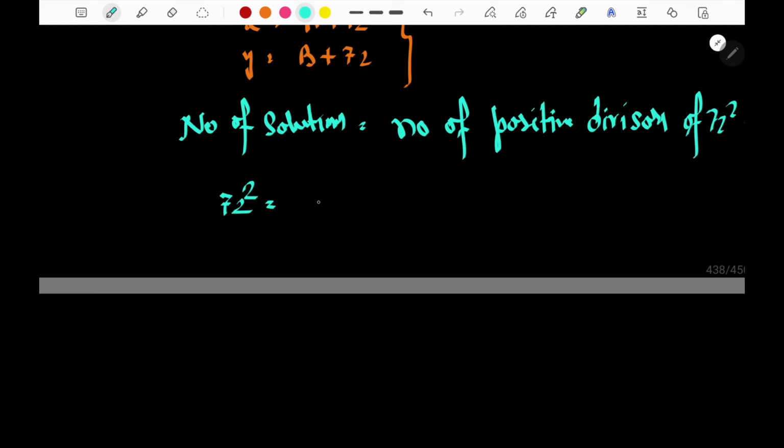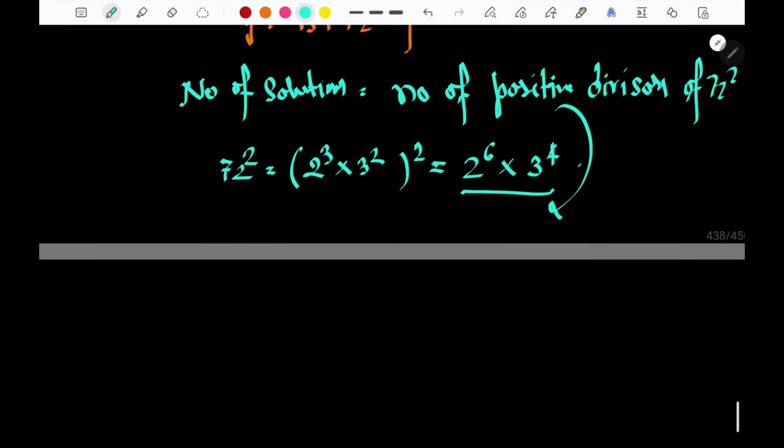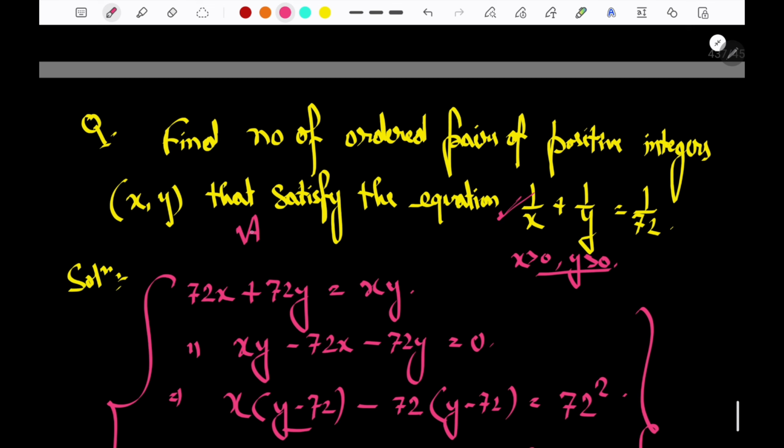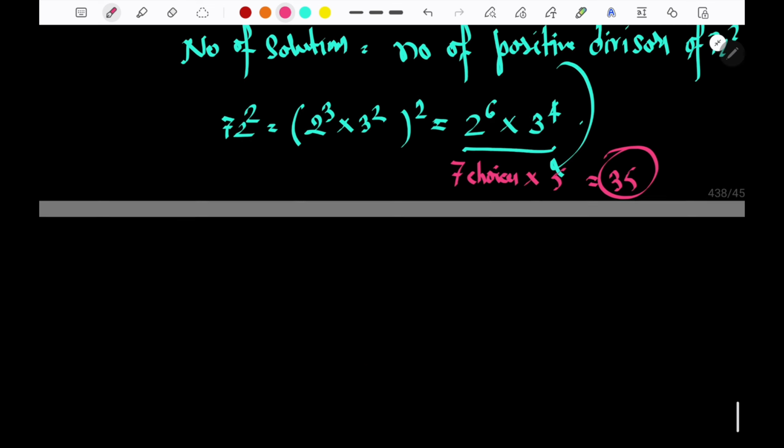Now 72 squared can be written as 36 into 2, that is 2 cubed into 3 squared, the whole power 2, which is equal to 2 to the power 6 into 3 to the power 4. So the number of divisors is 7 choices for this, into 5 choices, that is equal to 35. Hence there are 35 divisors which will give 35 pairs of solutions. So the answer is 35. Superb, but easy. So this is 35 pairs.